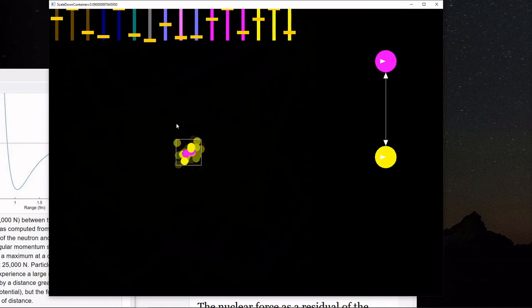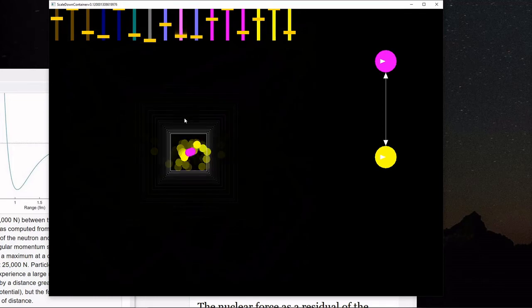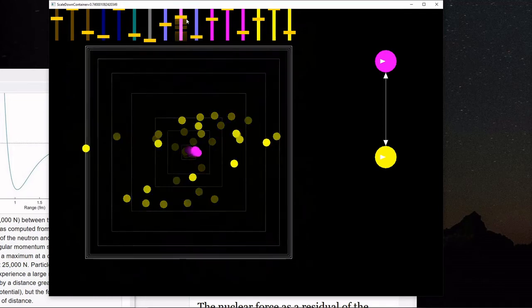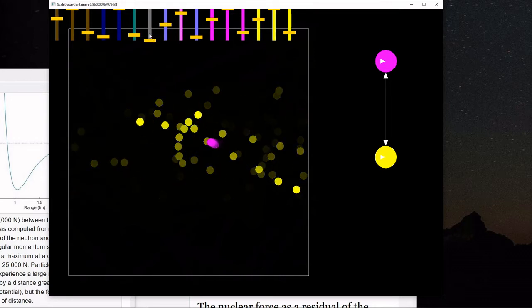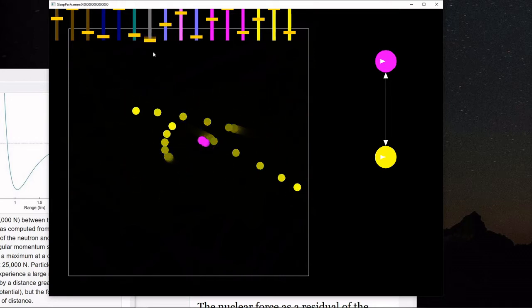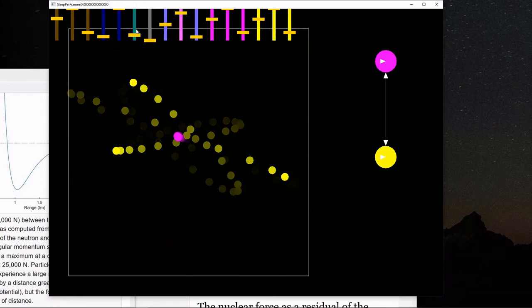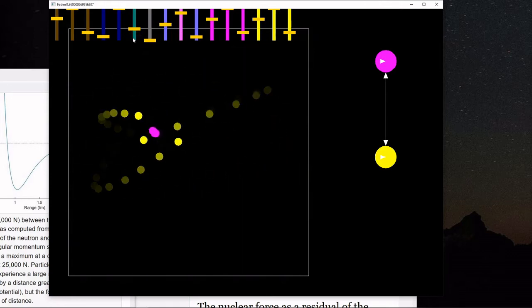Okay, this will surely add a lot of randomness. I don't want to get the protons stuck together though. I want them to stay separated. So turn off the fade. Let's look at those protons.